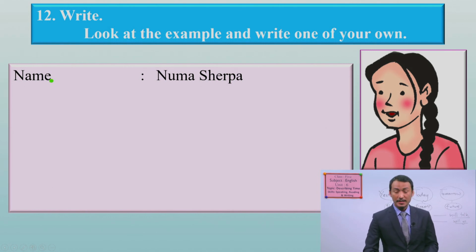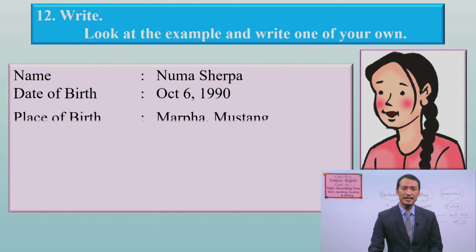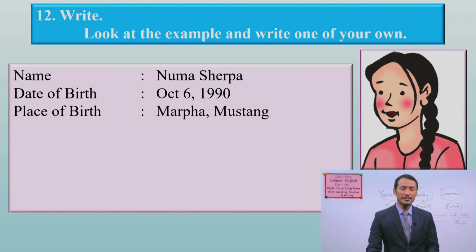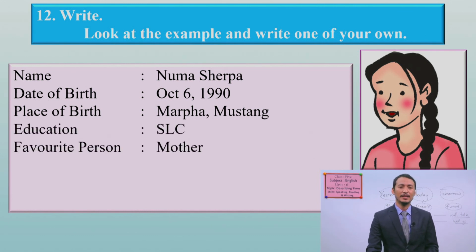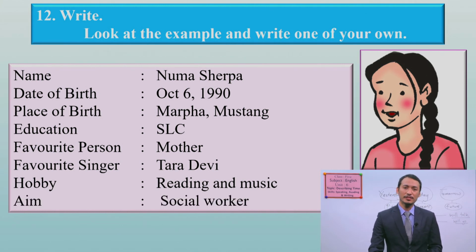Here we have some information about a person. The name of the person is Numa, and her date of birth is October 6, 1990. Place of birth, Marfa, Mustang, and education, SLC. Favorite person, mother. Favorite singer, Tara Devi. Hobby, reading and music. Aim, social worker.